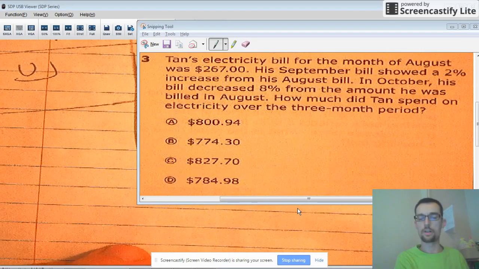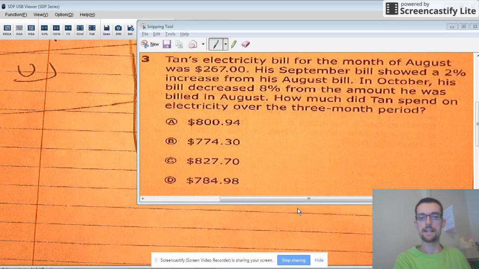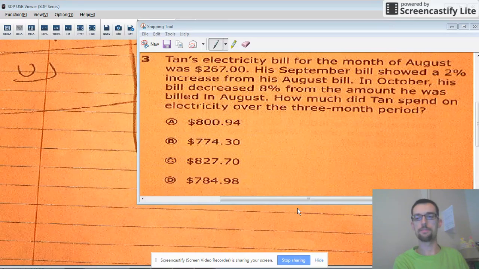All right, we're continuing on to number 3. Tan's electricity bill for the month of August was $267. His September bill showed a 2% increase from his August bill. In October, his bill decreased 8% from the amount he was billed in August. How much did Tan spend on electricity over the 3-month period?